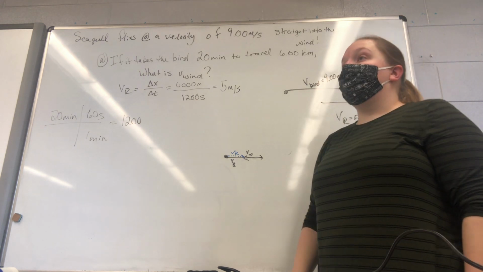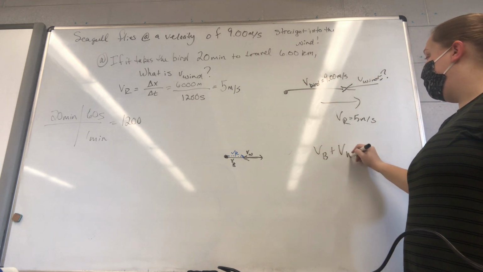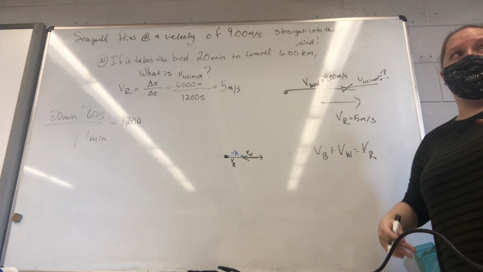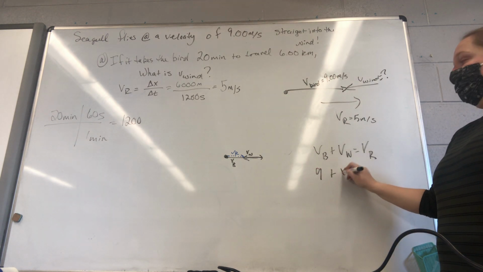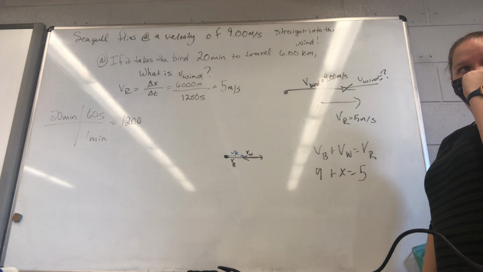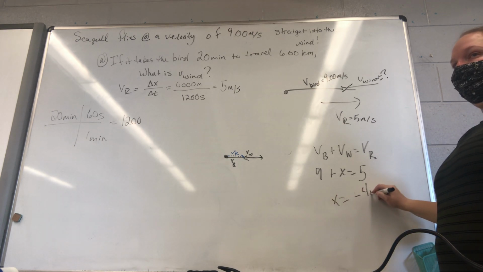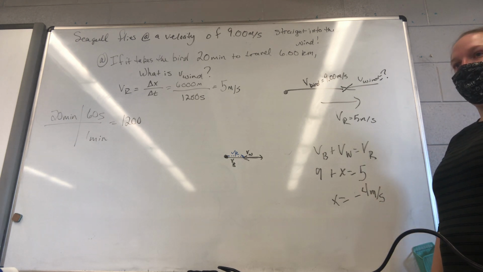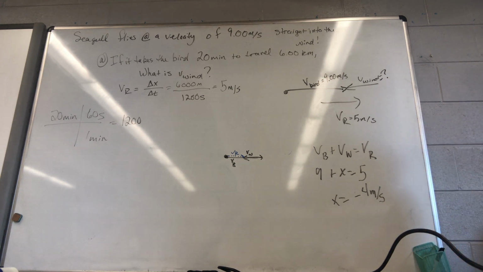We want to know V wind. So V bird plus V wind is going to equal VR. These are all in one line, right? There's no angle. So X is negative 4. Wait, is this the final? Wouldn't that be nice? Setting up algebraic expressions and solving for the values.